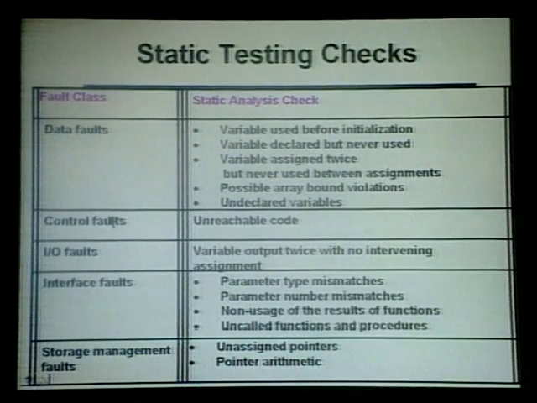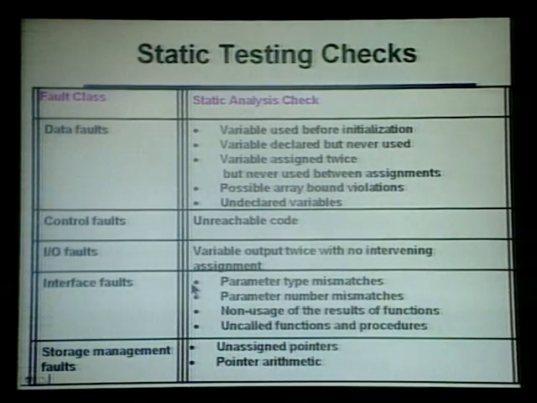With the help of static testing, we can check for control faults, such as unreachable code. We can also check for input-output faults. For example, a variable output twice with no intervening assignments. That value of the variable was printed twice, and the value of that variable did not change in the program execution. We can also test for interface faults between the modules.